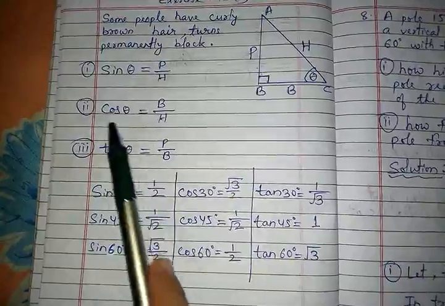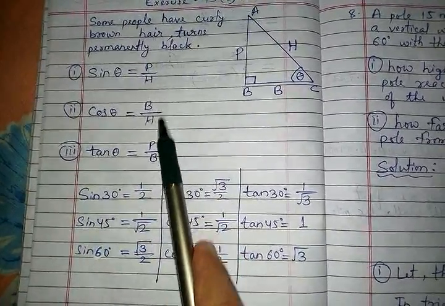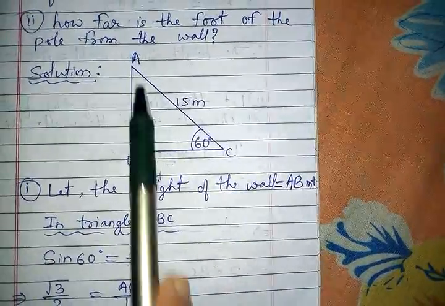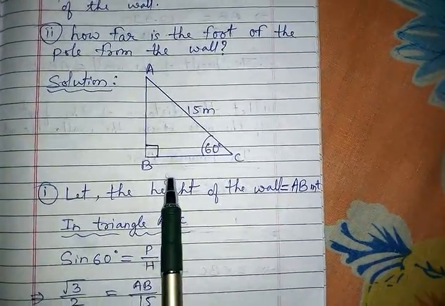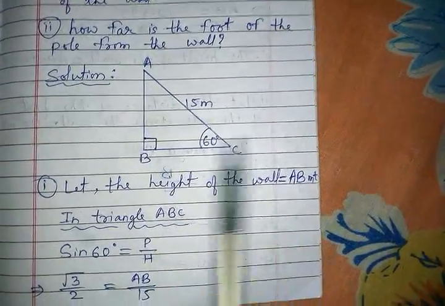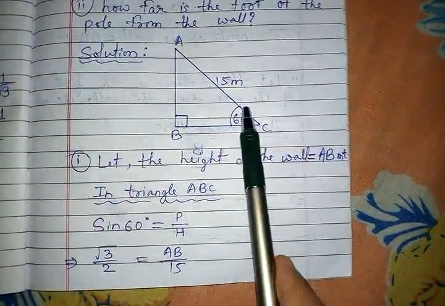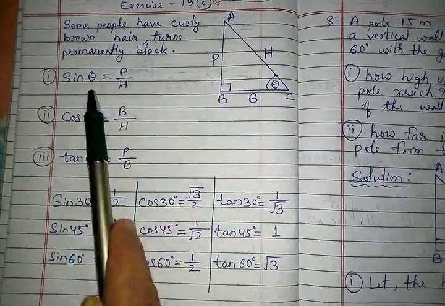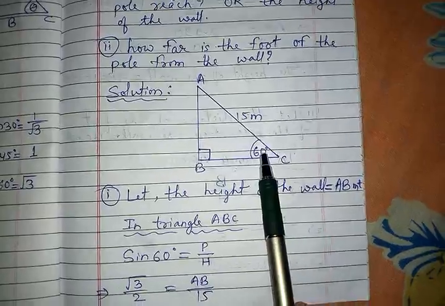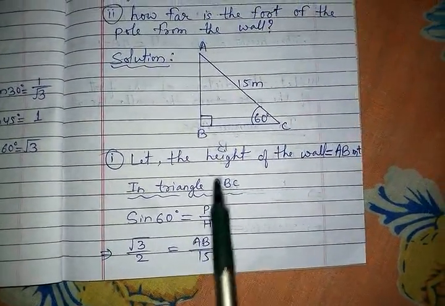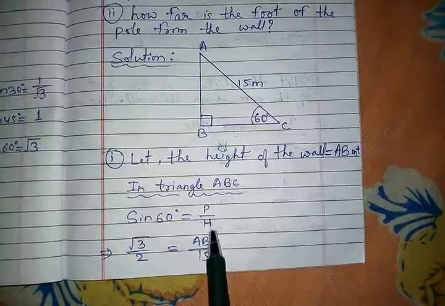Why did I not take cos? Because cos is base by hypotenuse, and in the first question I am not going to find the base, I am going to find the perpendicular. So taking cos is not necessary here, and sine is very important. That's why I took sin 60. Whatever acute angle is there, like theta is an acute angle, here 60 is the acute angle, so I take 60 degrees. You understood why I took sine: because I have to connect perpendicular with hypotenuse.